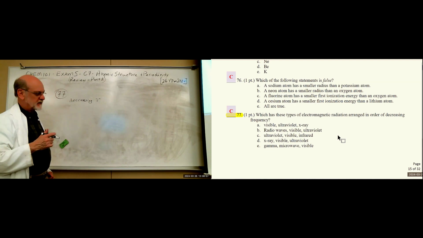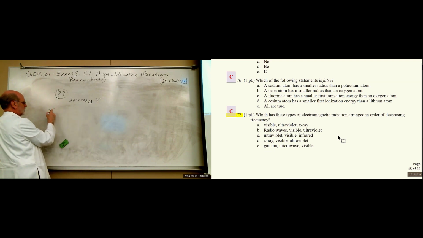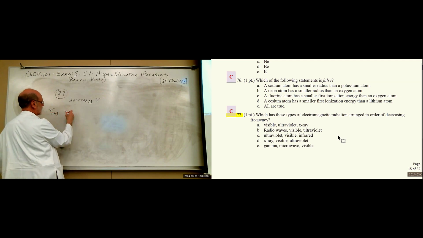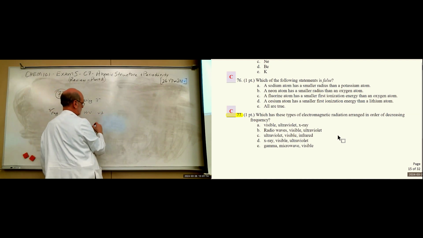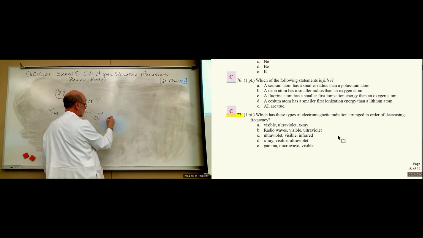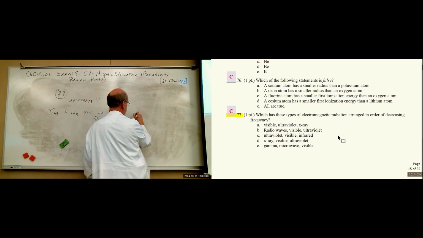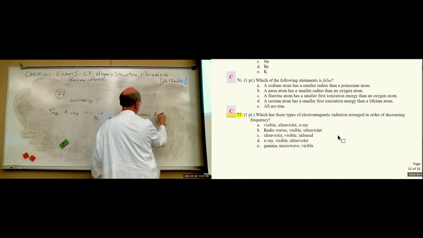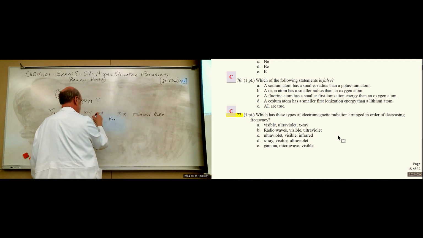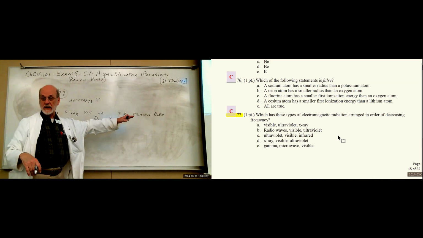Decreasing energy would be, if we put the highest energy over here, gamma rays, right? Then you'd have X-rays. Then you'd have ultraviolet, right? Then you have the visibles, starting with the blues and then on up to the reds. And then you'd have the infrareds, and then the microwaves, and then the radio waves. And energy is decreasing from left to right here, and frequency is also decreasing from left to right.